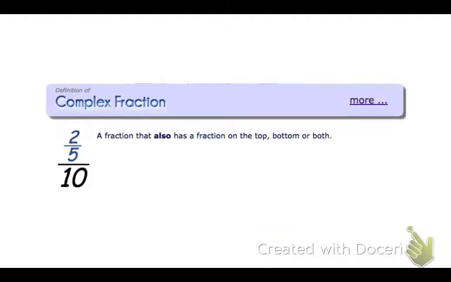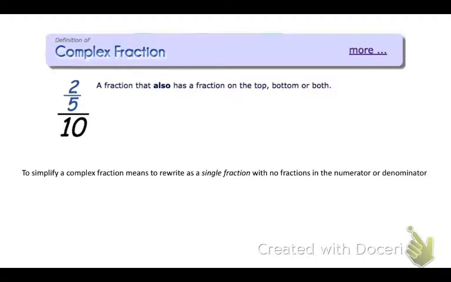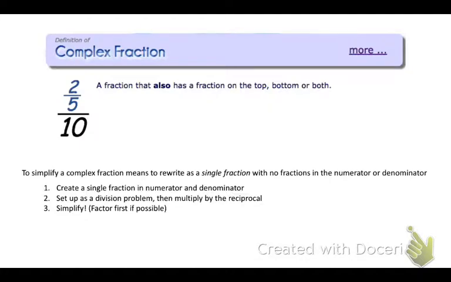So that means that you either have a fraction in the numerator, in the denominator, or in both. So it's just a fraction inside a fraction. To simplify a complex fraction means to rewrite it as a single fraction with no fractions in the numerator or denominator. So we just need to rewrite this as a fraction that doesn't have a crazy number of fractions, okay?